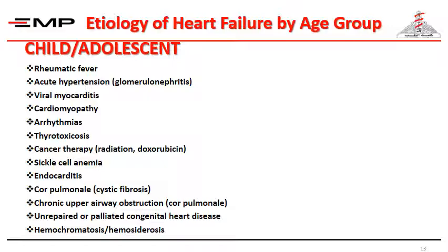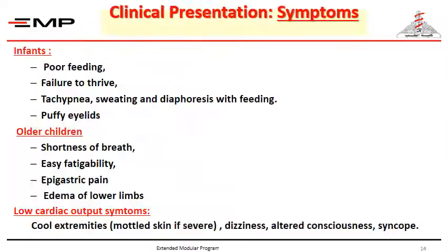Viral myocarditis, cardiomyopathy, arrhythmias, as we said, whether brady or tachyarrhythmias, thyrotoxicosis, cancer therapy can lead to heart failure, sickle cell anemia, infective endocarditis, cor pulmonale secondary to cystic fibrosis, chronic upper airway obstruction, and this is very important because it is frequently missed. For instance, imagine a child who cannot breathe normally due to large adenoids. If left untreated, when they cause complete obstruction, might lead to heart failure. Unrepaired or palliated congenital heart disease can lead to heart failure, hemochromatosis, and hemosiderosis.